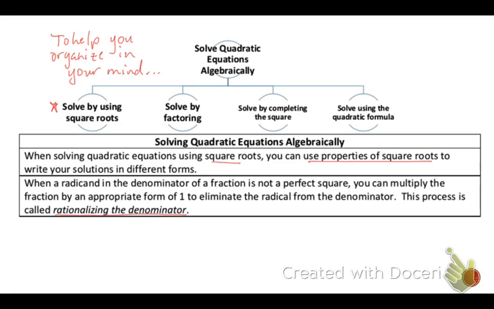Just remember, when you solve an equation using square roots, we're going to be using properties of square roots, so how to simplify. And then if we end up with a square root in our denominator, we're going to rationalize those.